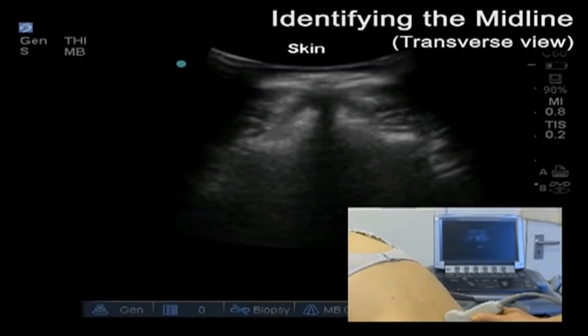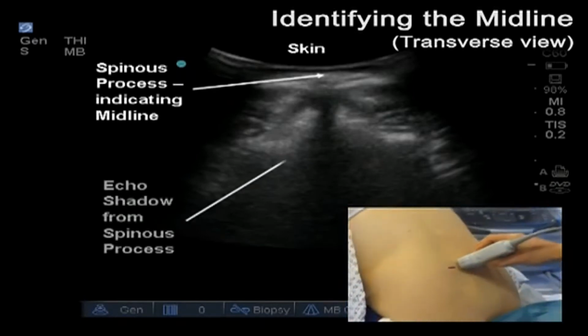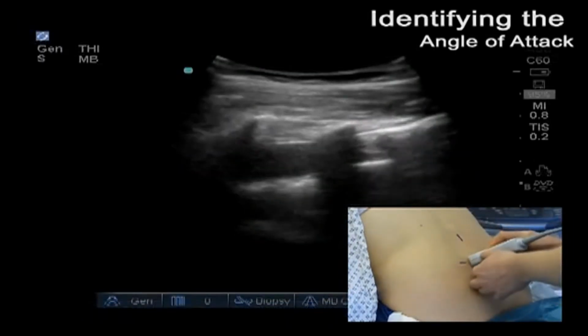The probe is then turned through 90 degrees at the L3-L4 level, so it is now in the transverse plane. As the ultrasound probe is moved across the space, the midline can be identified by the echo shadows cast by the spinous processes. The midline is marked on the patient.